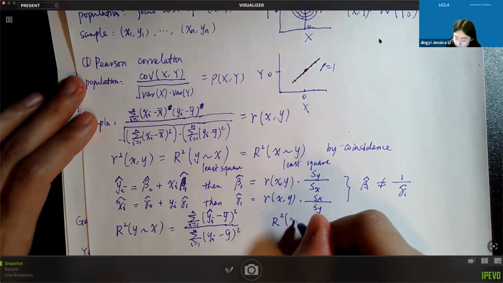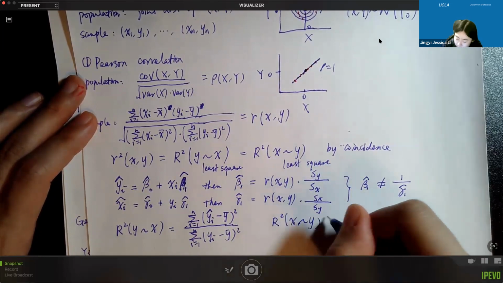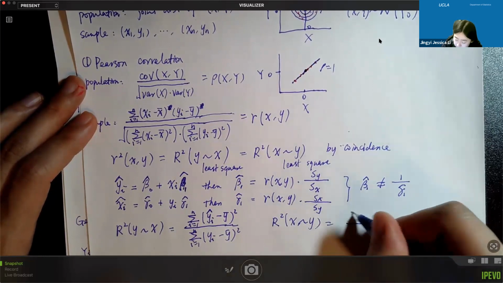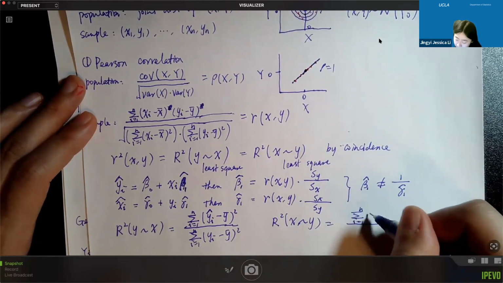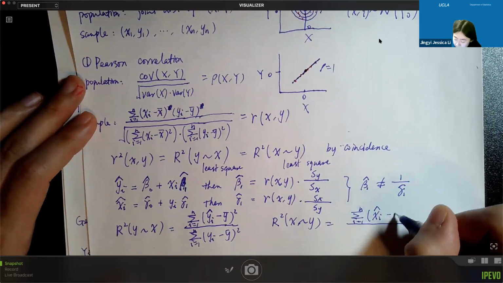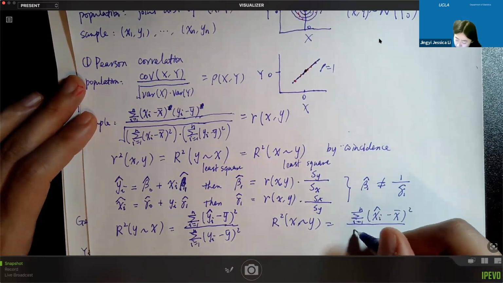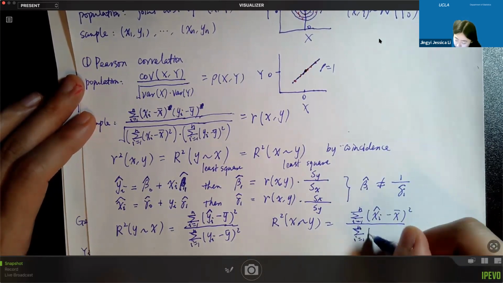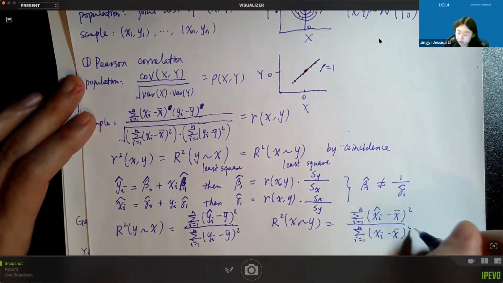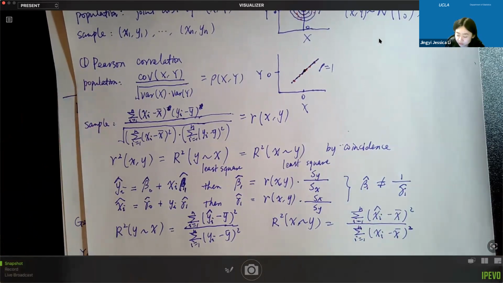And similarly, the R square for x regressed on y would be equal to the sum of (xi hat minus x bar) squared over the sum of (xi minus x bar) squared. So you see, even though these two least square lines are not symmetric, they're not the same line, and I cannot go from one to the other, they give me the same R square.